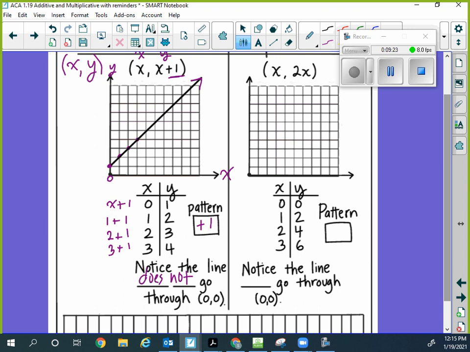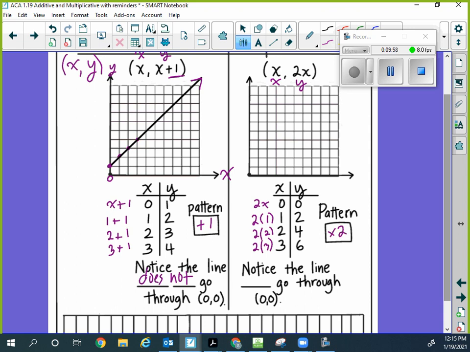Now it's x, 2x. So again, our x is the same, but our y has now become 2x. Are you with me? So that means when you do your pattern, it's 2x, right? So that means when it was 0, 2 times 0 is 0. But 2 times 1 is 2. 2 times 2 is 4. 2 times 3 is 6. So the pattern was times 2. Okay?